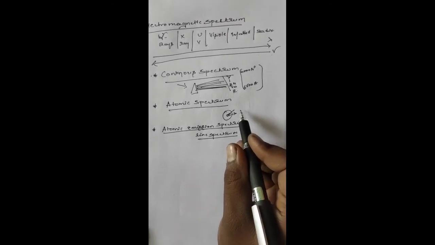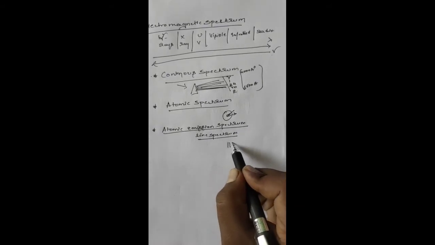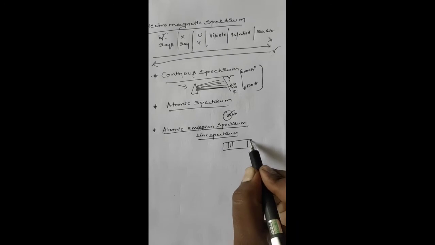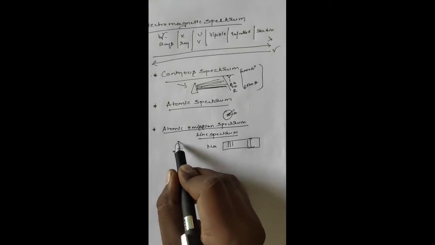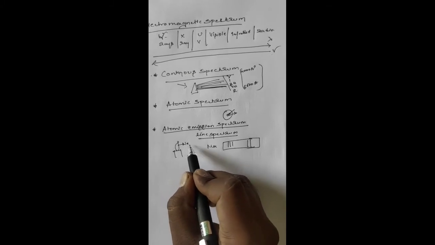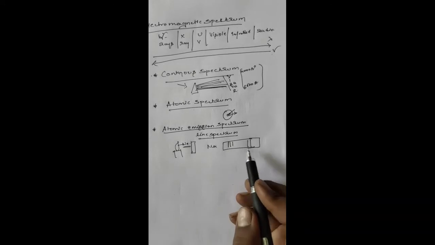all the wavelengths of radiation emitted by the atoms as lines. For example, we take sodium and keep it in a Bunsen burner, and the radiation is passed to a photographic plate. Then we see that it is in a line.